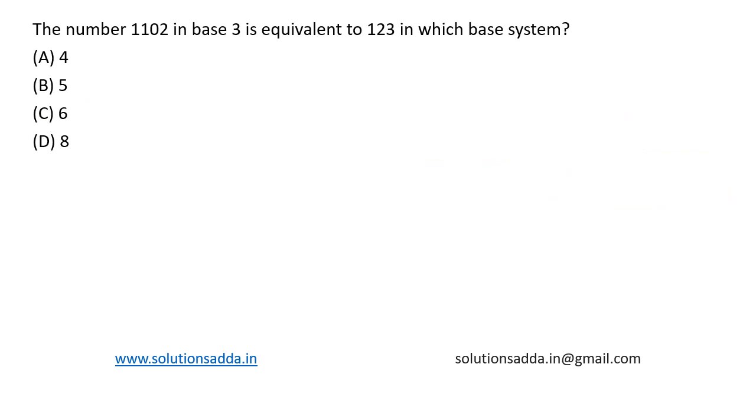This is a question from digital logic design. The number 1102 in base 3 is equivalent to 123 in which base system? So 1102 in base 3. Let's convert it into decimal. We will get 2 plus 0 plus 3 square plus 3 cubed, which is equal to 38.